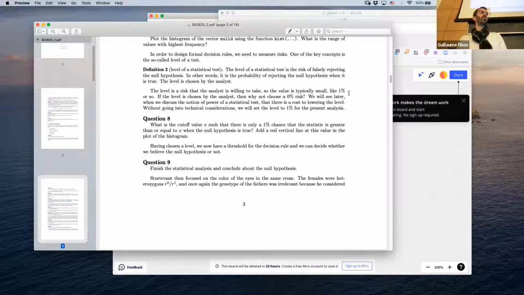So why is this 1% conventional and 5% conventional if it always depends? And that's because of the history. Before we had computers, it was really, really tedious to do these jobs. So they made so-called statistical tables, which is something that you will probably never see in your life. But that's the way I learned statistics.